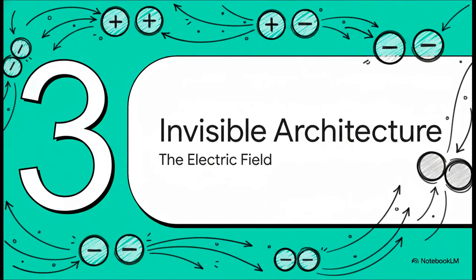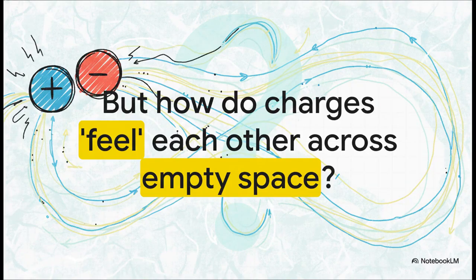But wait a second. This whole thing leads to a much deeper question. We know charges attract and repel each other, sure, but how? How does one charge know that another one is even there, especially when they're separated by totally empty space? I mean, really think about it. There's nothing physically touching them, right? So what's carrying this force from one to the other? The answer? Well, it's one of the most powerful and profound ideas in all of physics, the field.